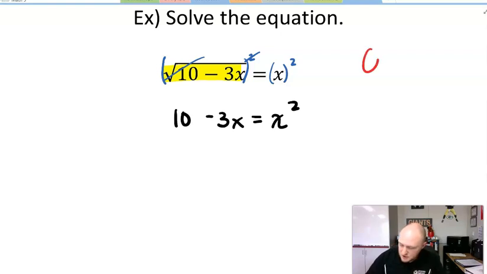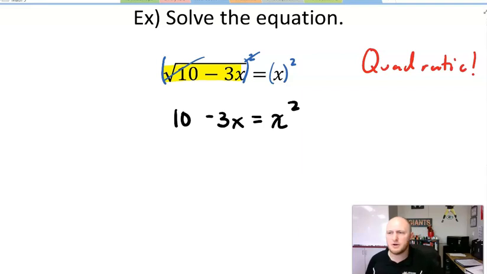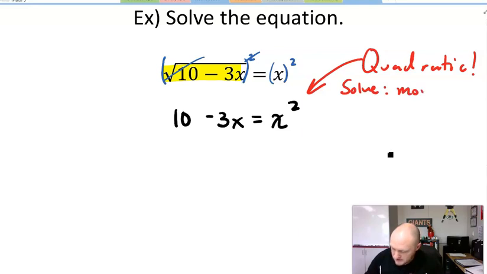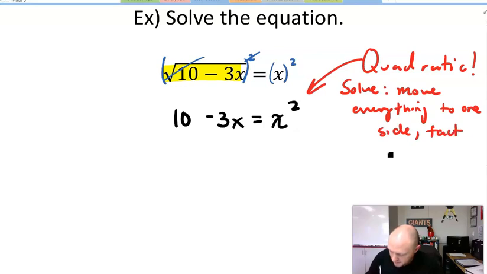Now at this stage, you should note that this is quadratic. How do I know it's quadratic? Well, it has a power of 2. Now, how do I solve a quadratic? You're going to move everything to one side, and then you're going to factor and solve, okay?